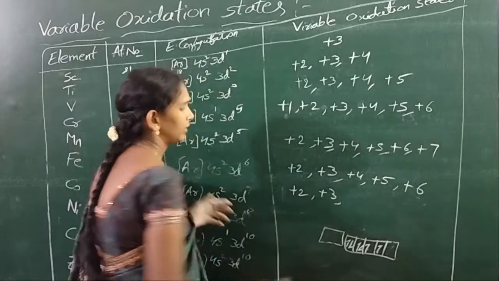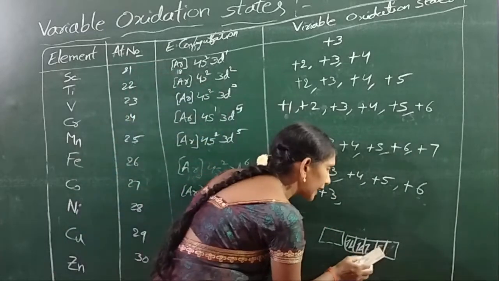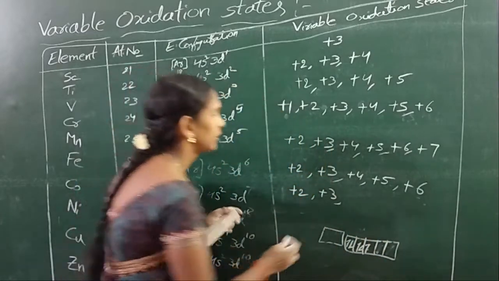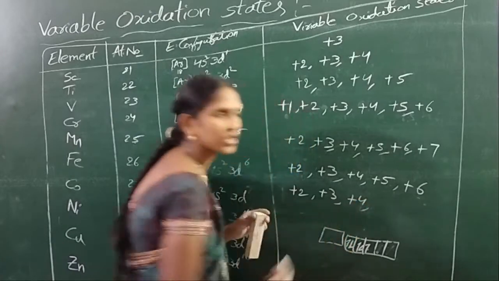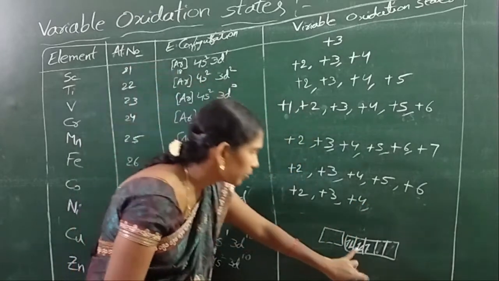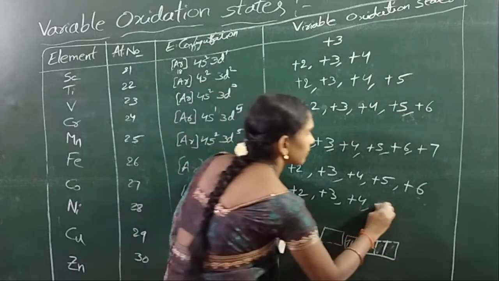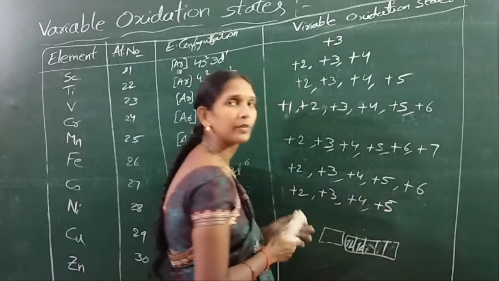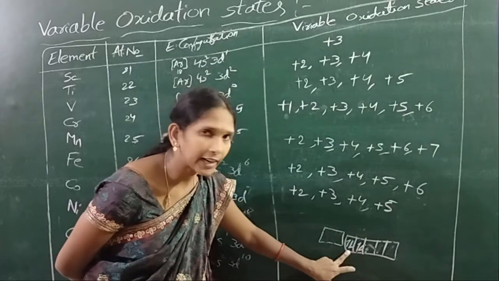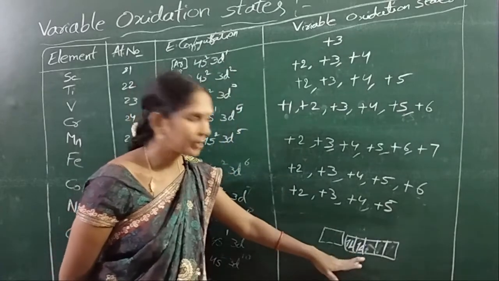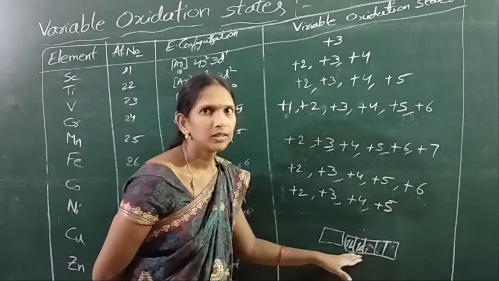Okay, then I can remove another electron in D orbital, then there exists +4 oxidation state, and I remove this unpaired electron, then there exists +5 oxidation state. Okay, remaining electrons are not removed because this is paired.